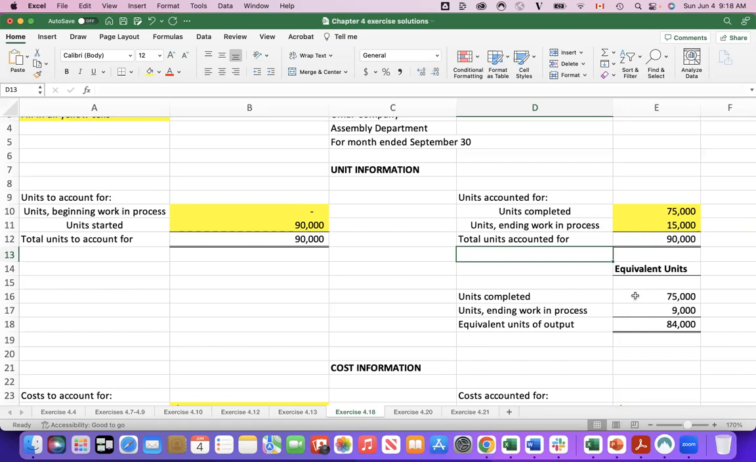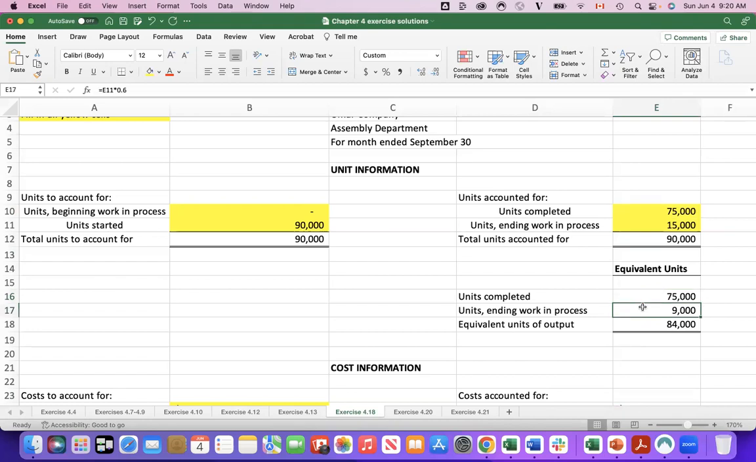Meaning, from a production cost standpoint, what percent of material, labor, and overhead have they consumed, and therefore, how many units fully could we have completed if we had allocated all of the material, labor, and overhead to units until they were completed, as opposed to every unit that we started. So for units completed, since all 75,000 were started this month and were completed, those are 100% complete with respect to this equivalent units measure. So units completed under equivalent units is going to be the same as the actual physical units completed, 75,000.